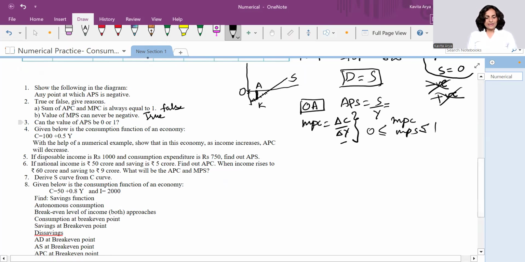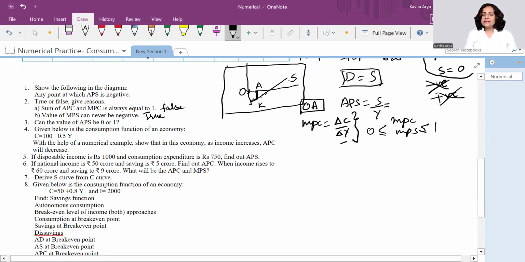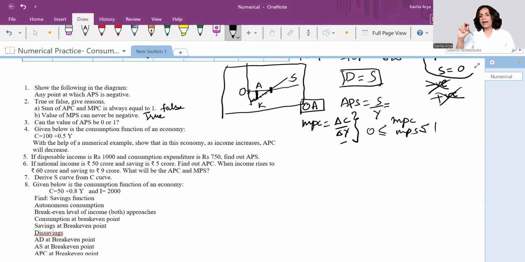Now, the next question, question number 3. Can the value of APS be 0 or 1? So, in this very diagram, once again refer to this very diagram which I have plotted before. APS, in the last module, I tried telling you APS has got a range of negative, 0 and positive, but less than 1. Why so? If I say, can APS be equal to 0 or 1?